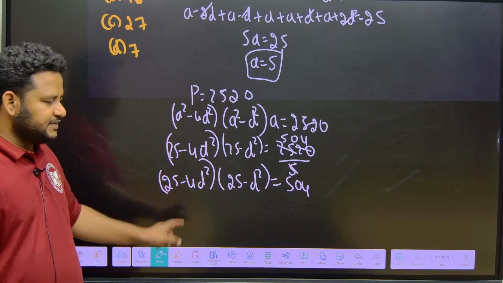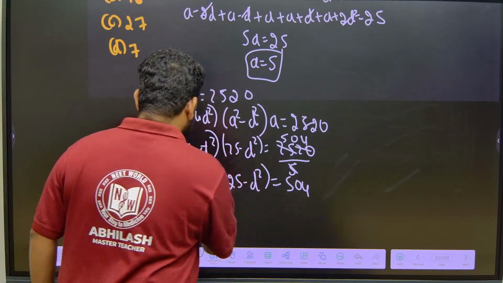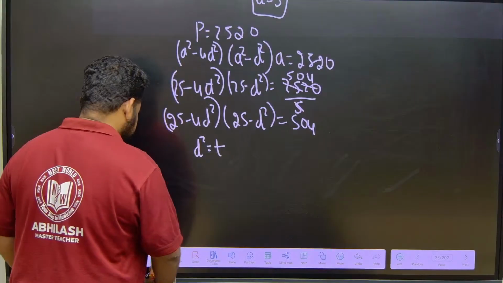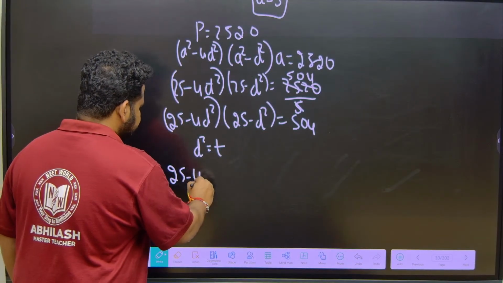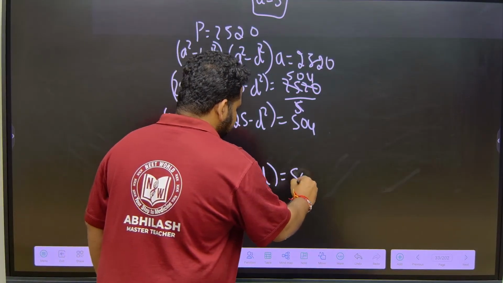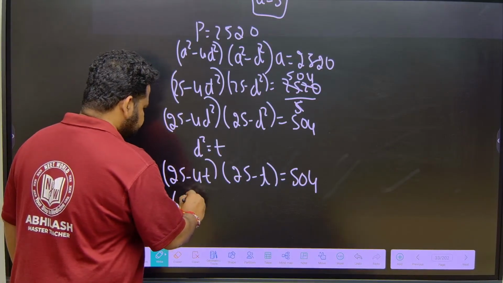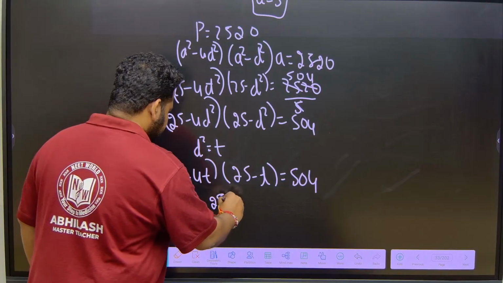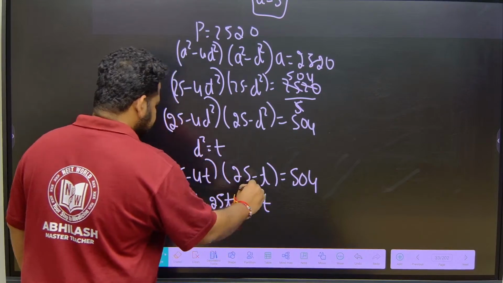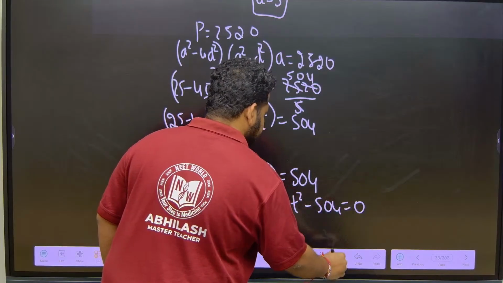Now wherever d square is there, for simplification, instead of d square I will put t. So I take d square is equal to t. This will turn out to be a quadratic equation. So this will become 25 minus 4t into 25 minus t is equal to 504. So 25 into 25 is 625. 25 into t is minus 25t. 4t into 25 is minus 100t. Minus into minus is plus, plus 4t square, minus 504 is equal to 0.